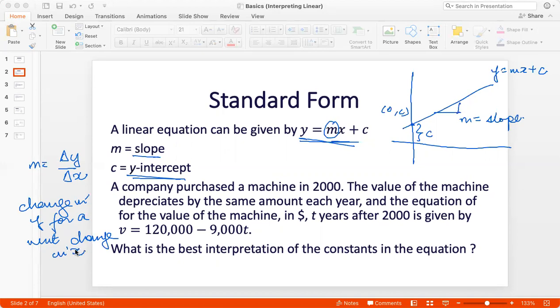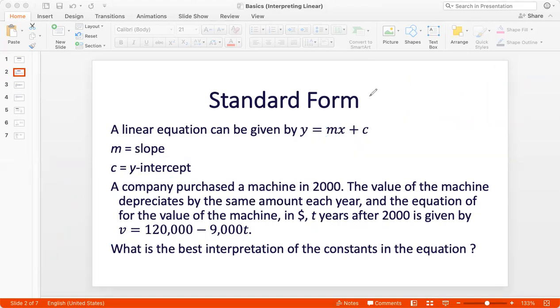So if you have a linear equation presented for a situation, then how do you interpret these values? So a company purchased a machine in 2000. The value of the machine depreciates by the same amount each year. So if it depreciates by the same amount, I know it's going to be a linear equation. And the equation for the value of the machine in dollars, t years after 2000, is given by V is equal to 120,000 minus 9,000t. What is the best interpretation of the constants in this equation?